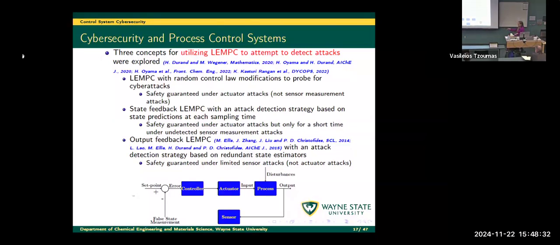And then we had a state feedback LEMPC with an attack detection strategy based on state predictions at each sampling time and guaranteed safety under the actuator attacks again, but only for a short time if we couldn't detect the sensor measurement attack. And we also had an output feedback LEMPC with an attack detection strategy based on redundant state estimators. So what I'm going to do is overview this strategy to give a highlight to some of the ways that these things work and how we're designing control laws in tandem with the detection strategies in order to try to figure out how we can make safety guarantees and when we can do so.